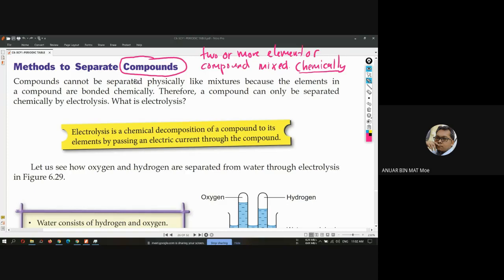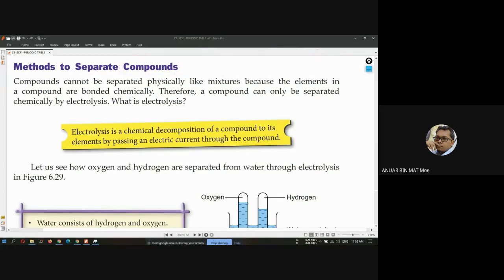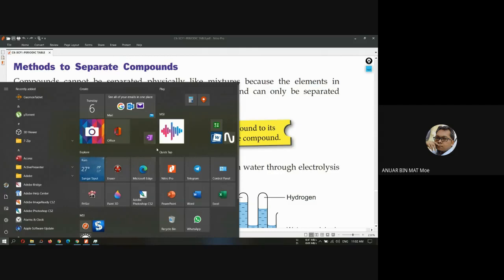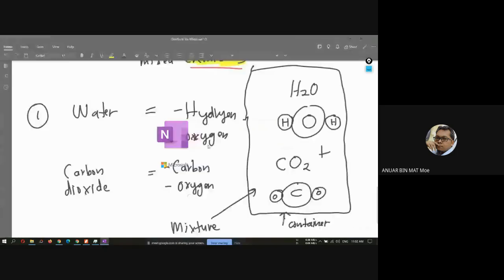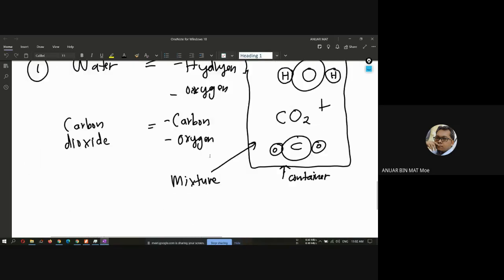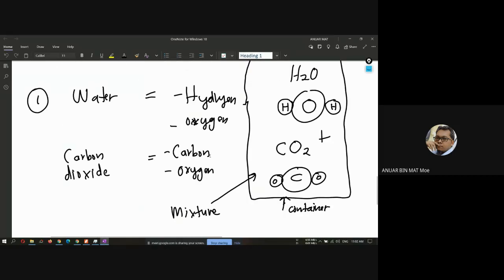Like the mixture, compound is also able to be separated. For example, you still remember the water compound? What does the compound of water consist of? The compound of water consists of hydrogen and oxygen. This is what we call combine. We call it combine because the two elements here combine chemically.